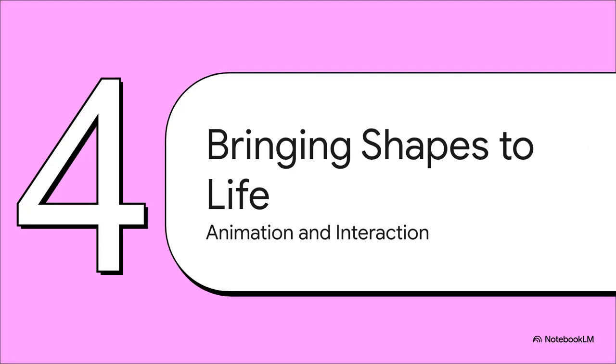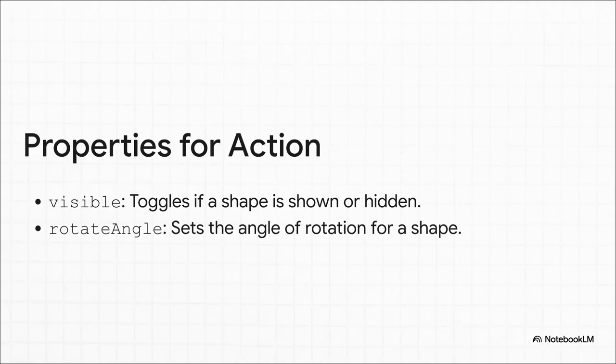Okay, this is where it all comes together. We've placed our shape, we've sized it, we've styled it. Now, let's use these properties to create movement and make things really happen. 2 more super powerful properties for you are visible and rotate angle. Visible is basically an on-off switch. Set it to false, the shape disappears. Set it to true, it's back. And rotate angle, well, that lets you make things spin.